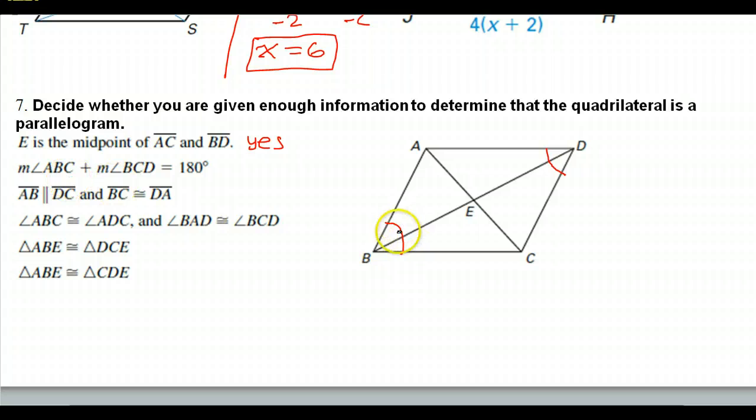Angle ABC, okay, that's this one, plus angle BCD is this angle right here. Now, they're not saying they're congruent. The problem says they are supplementary. They add up to 180. So these are consecutive angles that are supplementary.